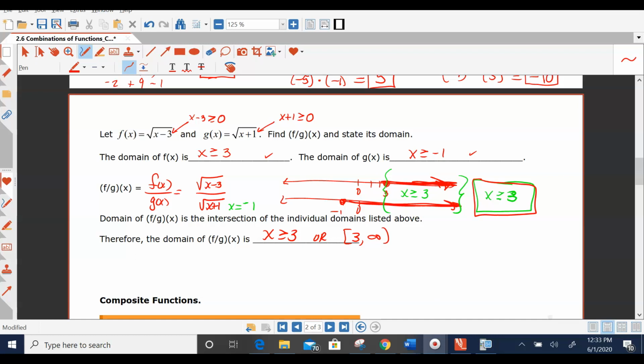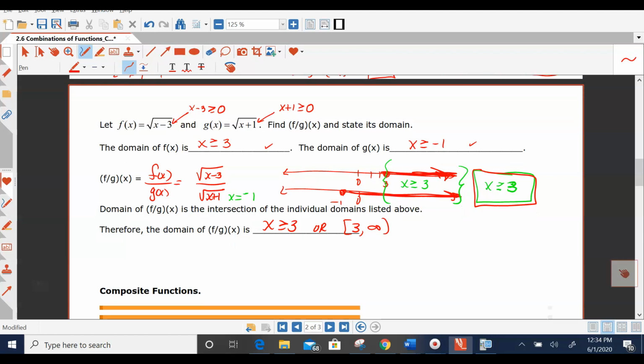Let's pick up where we left off here in section 2.6. We looked at how to add, subtract, multiply, divide functions. We looked at the restriction when you set up a division, because you can't have division by zero. And then we looked a little bit at the domain. Now let's look at the last operation, which is a composite function.